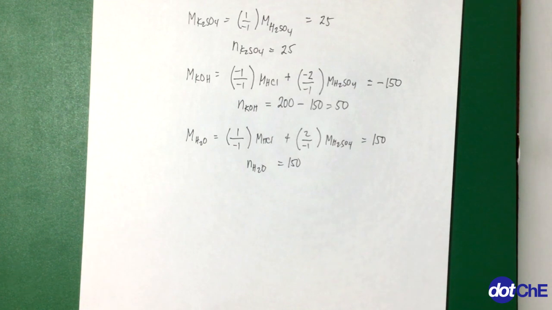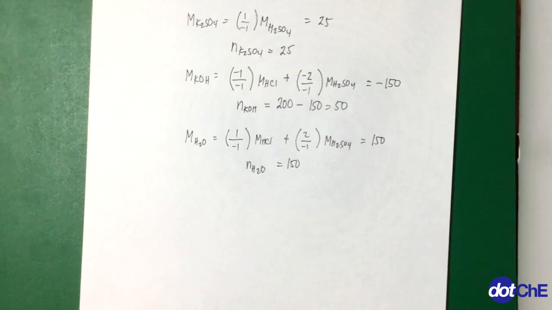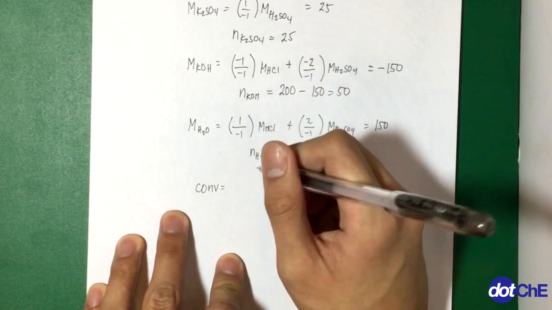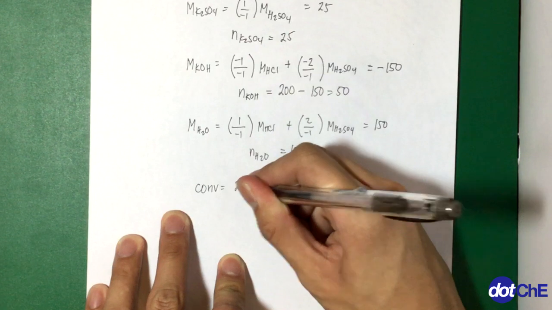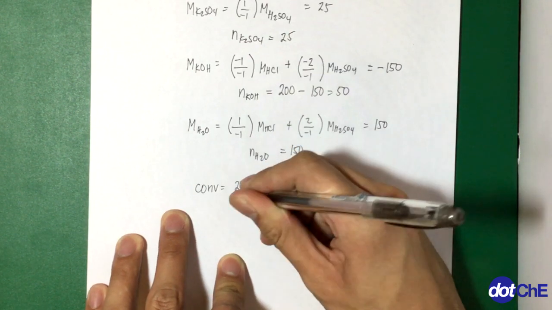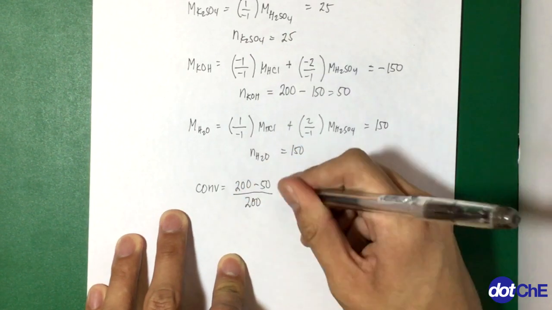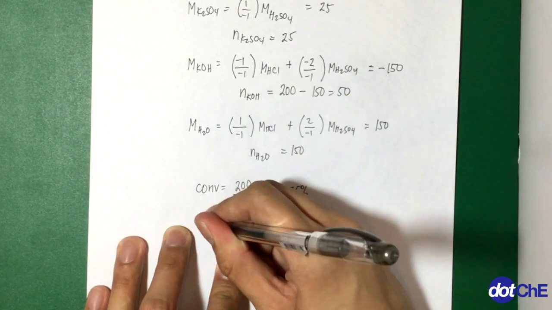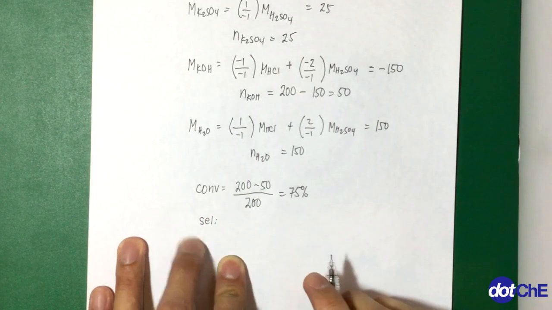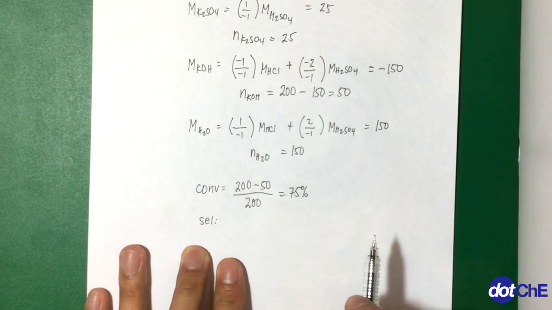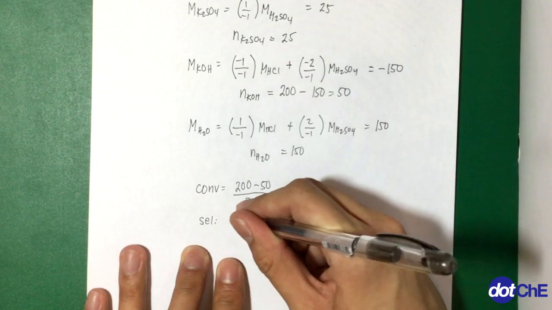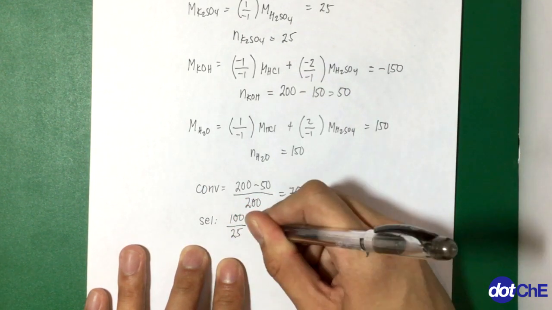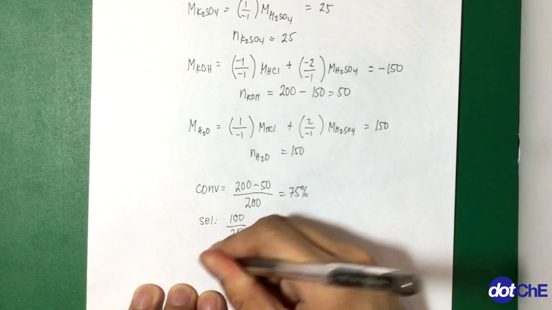Now let us use our data to calculate for the conversion. So conversion basically is the amount in minus amount out over amount in, which is approximately 75%. The selectivity, on the other hand, is the amount of desired product, which is the KCl, divided by the undesired product, which is K2SO4. So you get 4.